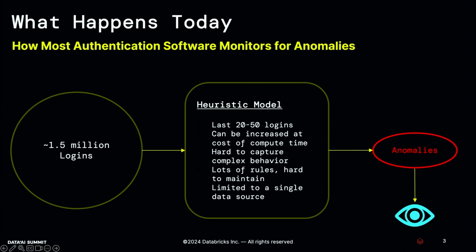So we have 1.5 million logins that come in. They hit Okta's heuristic model. Because the data volume is so large, they have to control the look back period for each user's previous logins. So you can go back about 20 to 50 logins. If you go too far, it's going to take too long, so it costs compute performance. As a result, you can't really look long-term at people's behaviors.